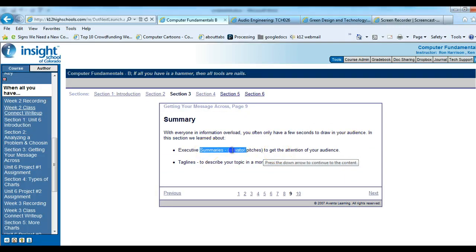So the summary, we talked about executive summaries or elevator speeches, how to write the right amount of information to get somebody's attention. We talked about taglines, and then we talked about, of course, the Rudolph rule.